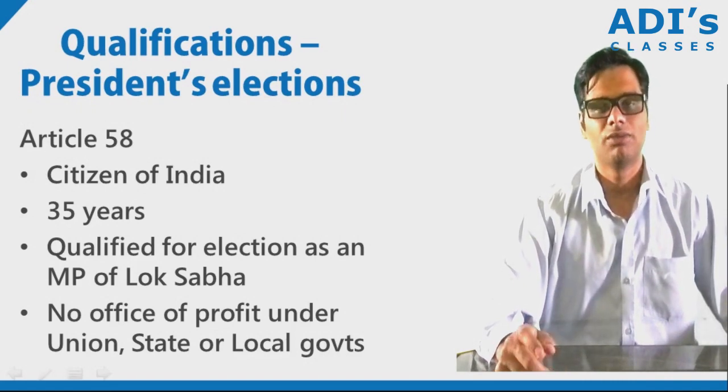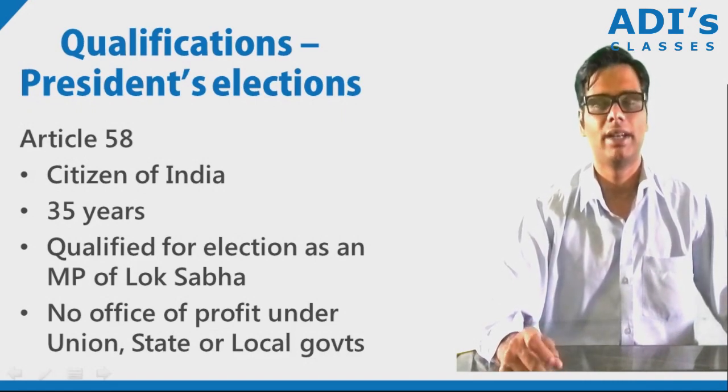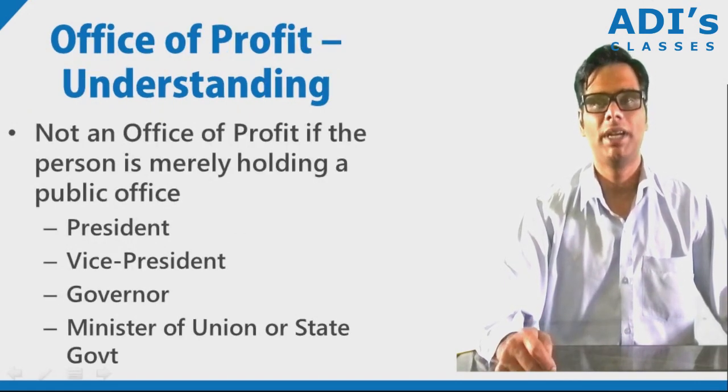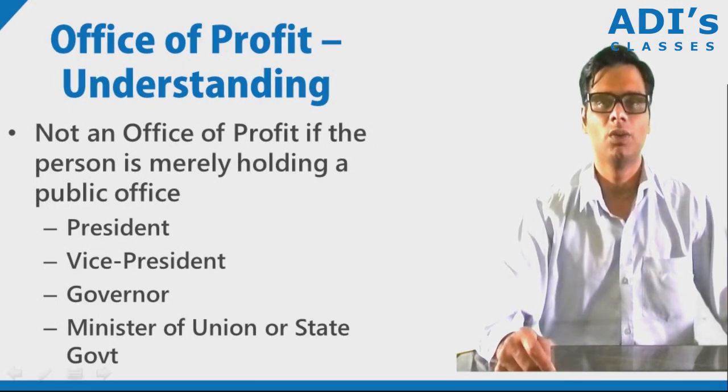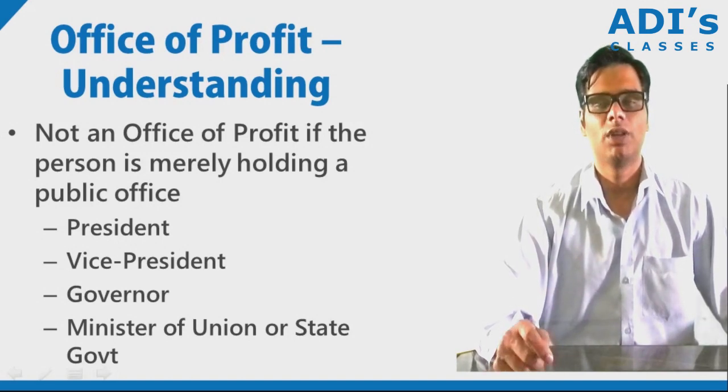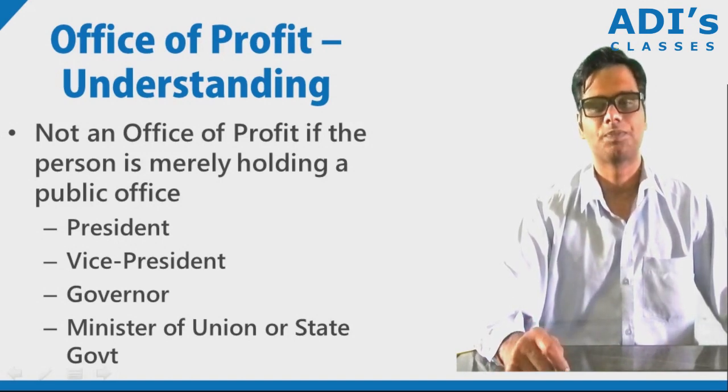For the purposes of this article, that is Article 58, that is qualifications of the President, a person shall not be deemed to hold any office of profit by reason only that he is the President or Vice President of the Union or the Governor of any state or is a minister either of the Union or any state.